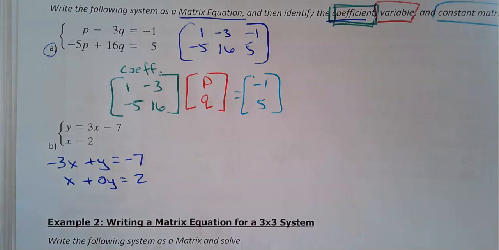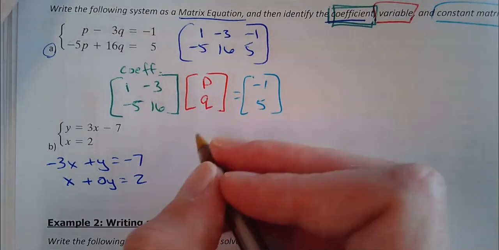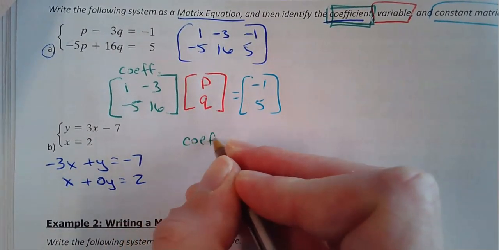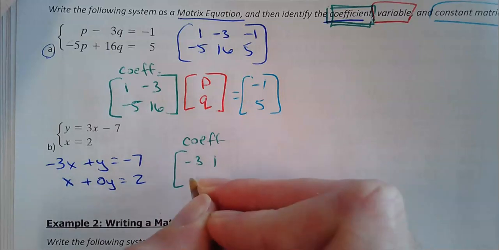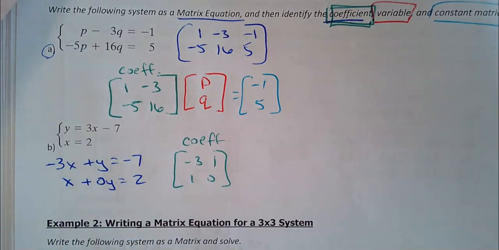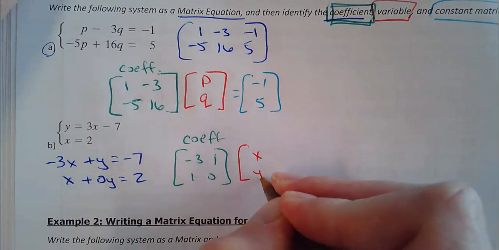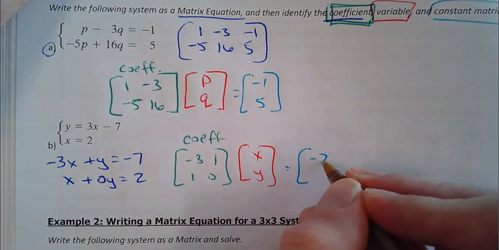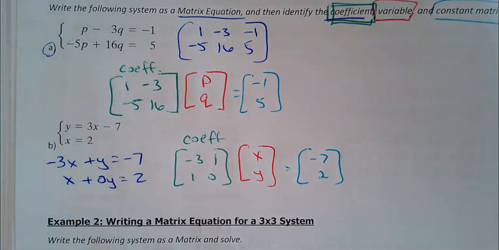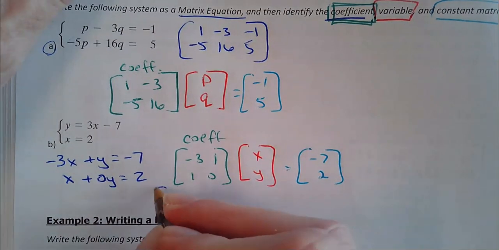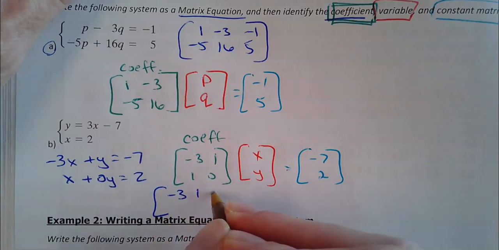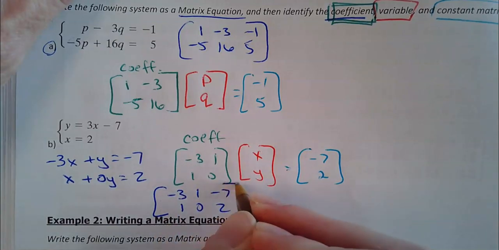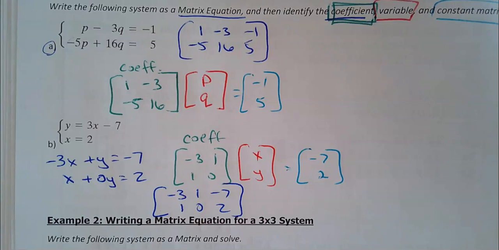So now if I were to separate these out, the coefficient matrix would be negative 3, 1, 1, 0. The variable matrix is x, y. And then the constant matrix is negative 7, 2. And when you slam them all together, that's the augmented matrix. So the actual augmented matrix, negative 3, 1, negative 7.